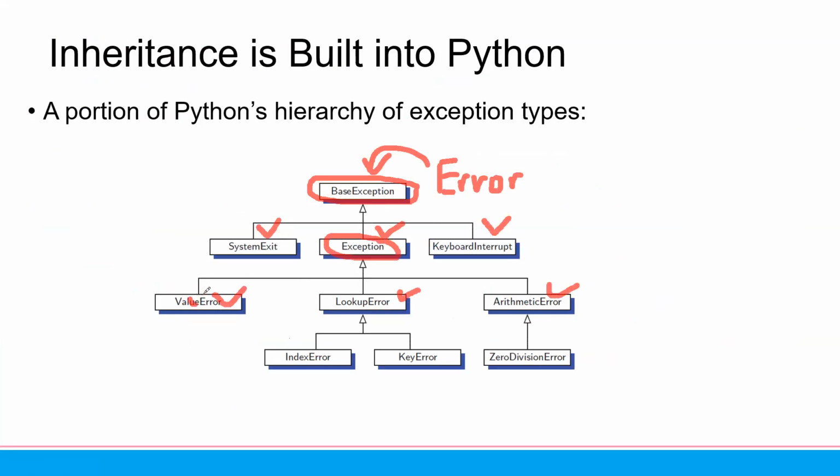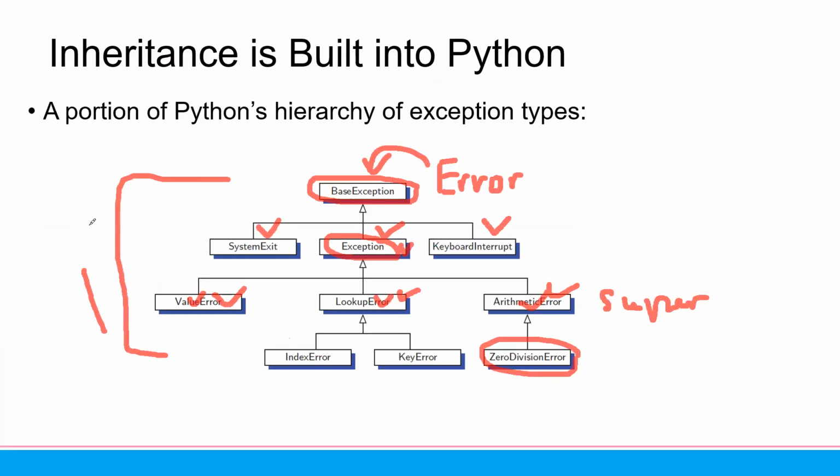The value error is a subclass of exception. Lookup error is a subclass of exception. Arithmetic error is a subclass of exception. Again, this is the superclass of these classes. So it means it can be inherited, in a kind of structure. The higher is the superclass, the lower is the subclass. The higher is the parent, and the lower is the child.